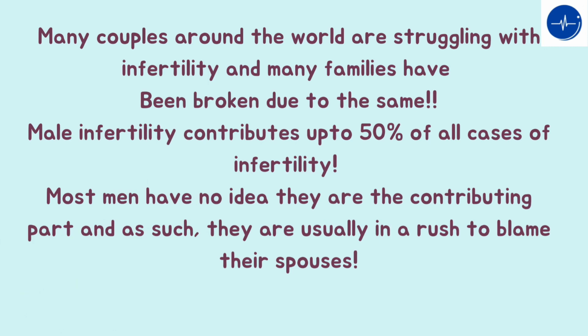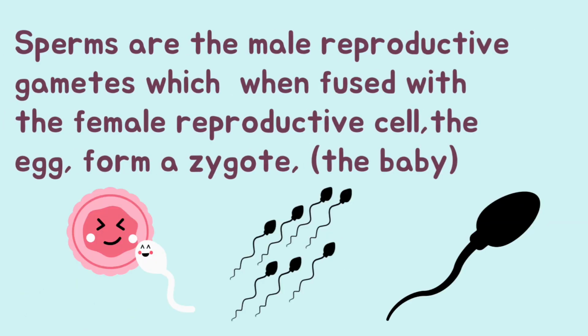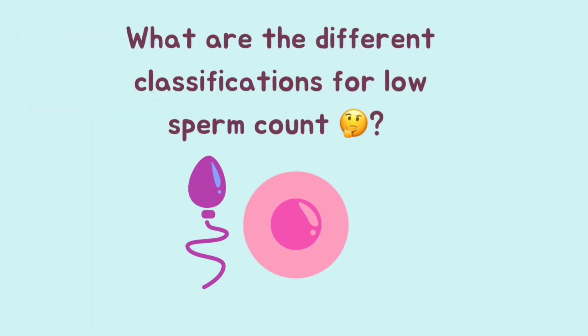But men rarely know it, and they may blame their spouses for it until we do the tests, and we find out that they actually are the contributing party to the infertility. So let's stick around. Sperms are male reproductive gametes which fuse with the female egg to form a zygote, also known as your baby. So that's what a sperm cell is.